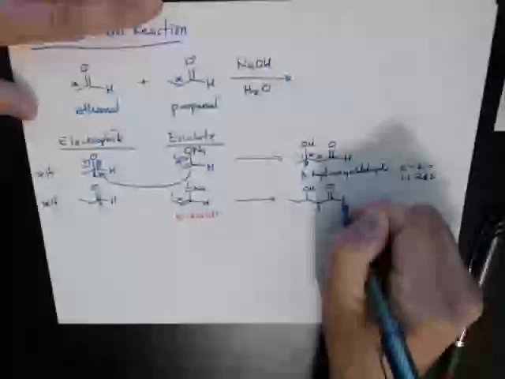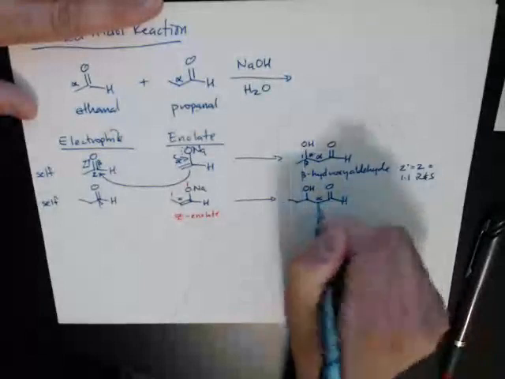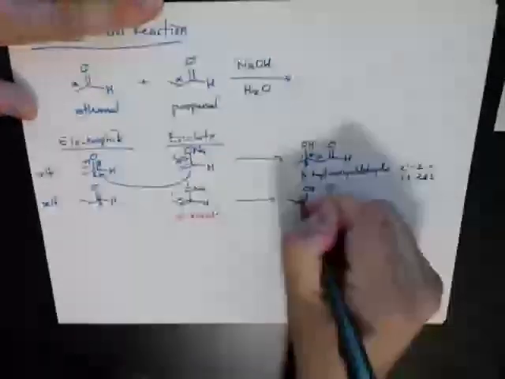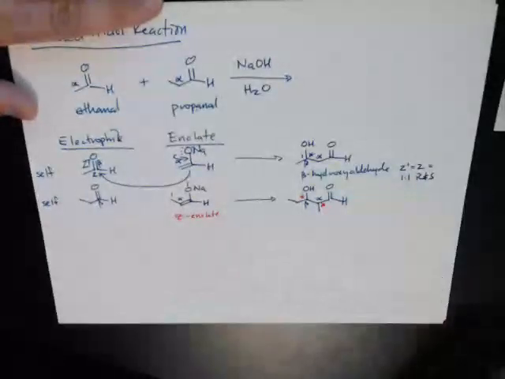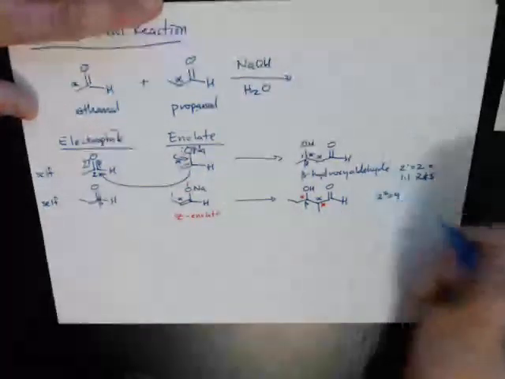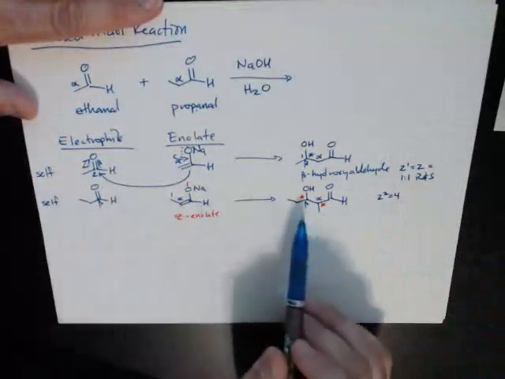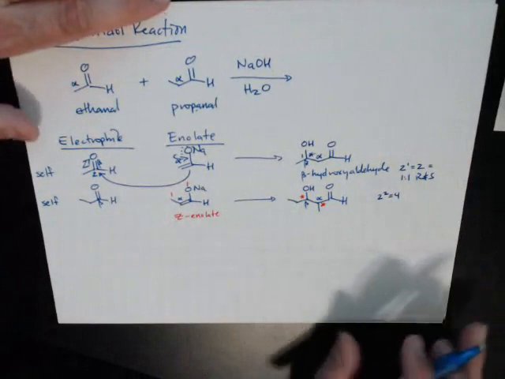There's our product of that self-condensation. So we have alpha, beta. Now in this case, we have 2 stereo centers. So we have 2 to the 2 equals 4. So when this undergoes the self-condensation, we end up with 4 possible stereoisomers.